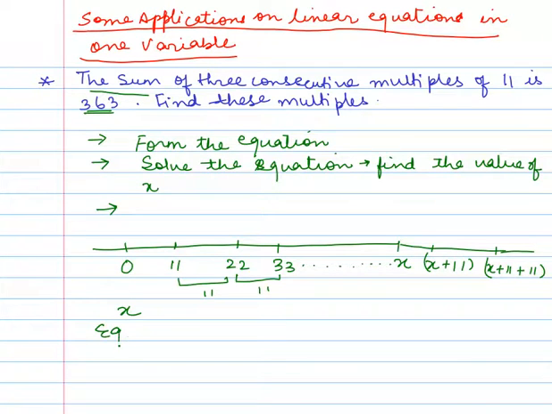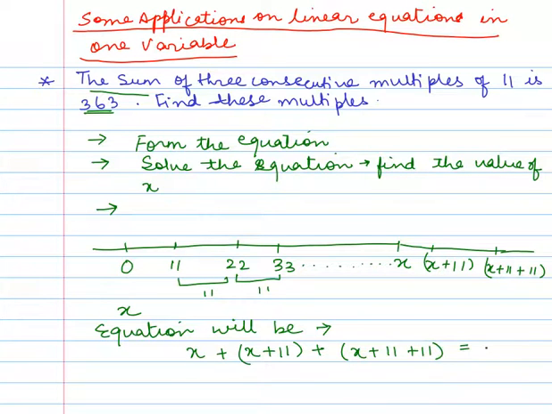So my equation will be x plus x plus 11 plus x plus 11 plus 11 is equal to 363. So we have done this part. We have formed the equation. Now we will solve the equation. How will we solve the equation? Let us open the brackets: x plus x plus 11 plus x plus 22. This is equal to 363.